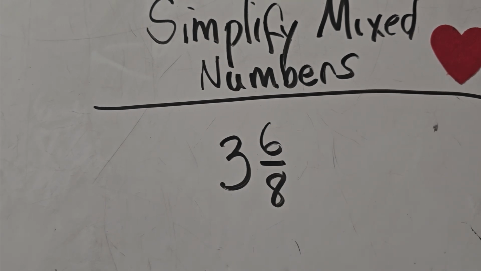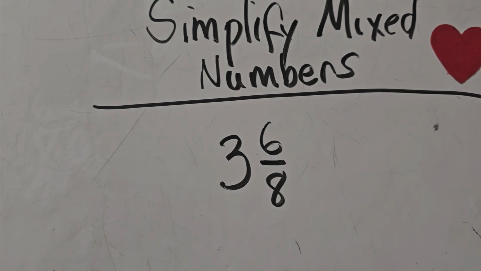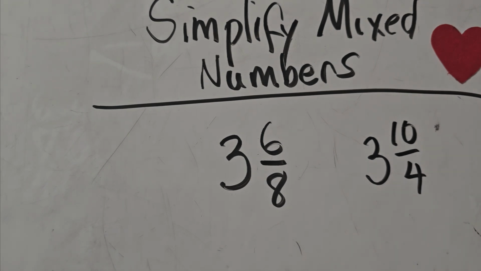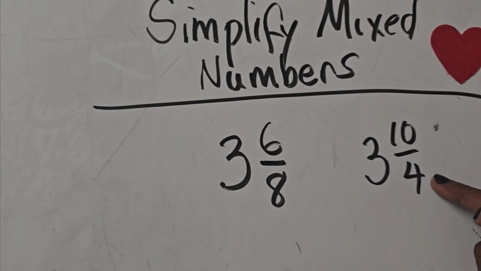So today we're working on simplifying mixed numbers. Now, I gave a short video, but I want to do a few examples because mixed numbers come in two forms, as you will see. Sometimes the mixed number is a whole number and a normal fraction. And sometimes the mixed number is a whole number and an improper fraction, as in 3 and 10 over 4. Make note that in the fractional part, the numerator is greater than the denominator.